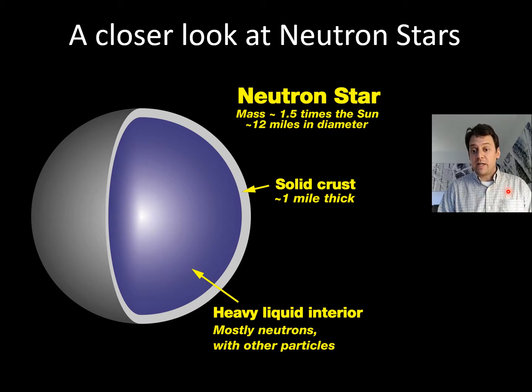What the properties of that solid crust are is a topic that people spend a lot of time studying. And then the interior we believe to be, well, actually there are lots of theories. Here it's labeled a heavy liquid interior, consisting of mostly neutrons with other particles. That's one idea, but it's far from certain. What is certain is that we can't go visit a neutron star and scoop out a spoonful of it to investigate it.